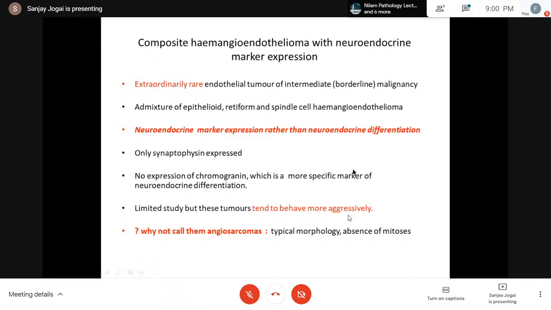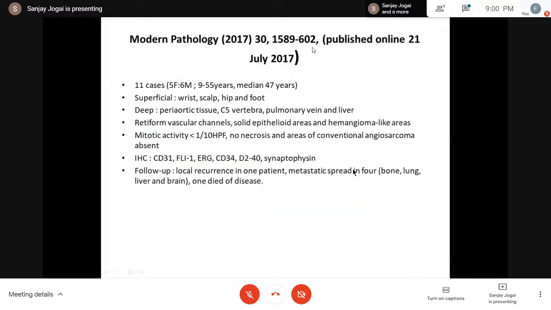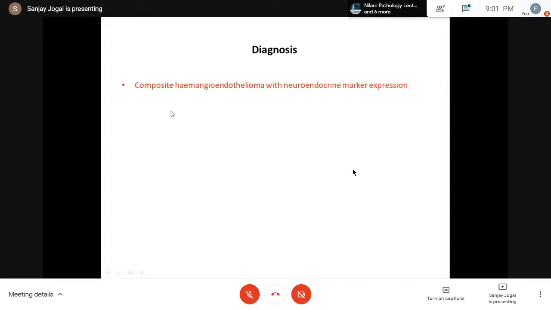So the question is, why not call them angiosarcomas? Because the morphology is not typical of angiosarcomas. You barely saw any mitosis, and the morphology was not the way we see angiosarcomas. So this was the paper that was published. They were just doing it at that time when I had sent my case, and they basically published 11 cases. Most of them were superficial, some of them were deep as well. Mitotic counts, as I said, were very low, and one of the patients had died as well. So basically this is a composite hemangioendothelioma with neuroendocrine marker expression.